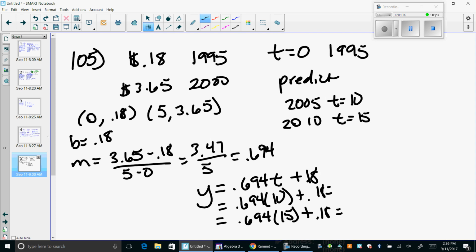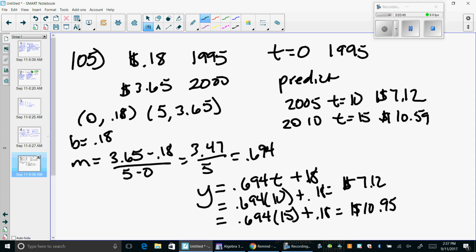All right, so 0.694, let me do it on my calculator, times 10 plus 0.18, I get $7.12 for 2005. Then 0.694 times 15 plus 0.18, I get 10.59. Whoops, 10.59 for 2010 if the data continues to follow this trend or this model.